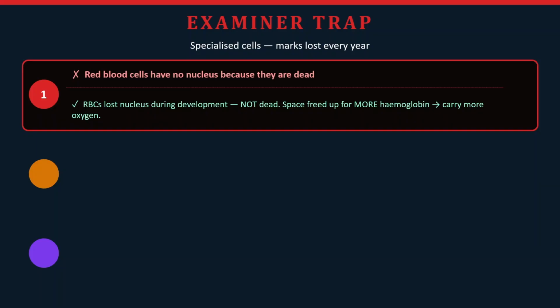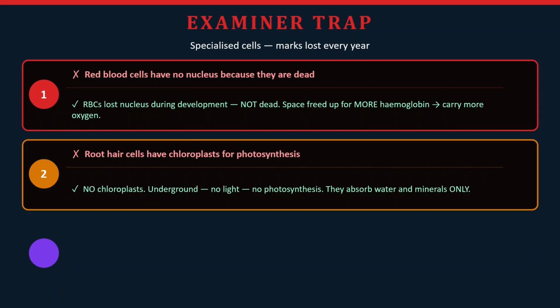Trap number 2. Students write, root hair cells have chloroplasts for photosynthesis. Wrong. Root hair cells have absolutely no chloroplasts. They are underground. No sunlight reaches them. Photosynthesis cannot happen without light. Root hair cells absorb water and minerals. That is their only function. No light, no chloroplasts.